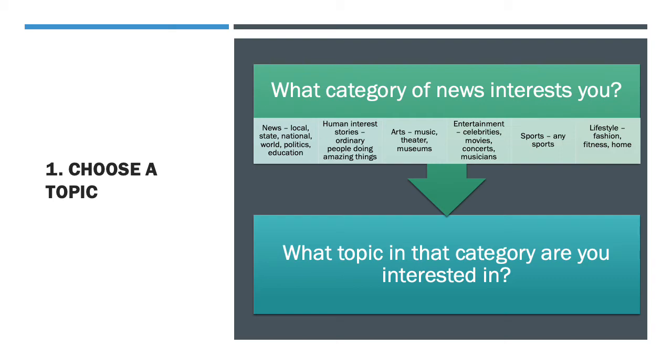What are athletes doing right now? Lifestyle is a popular category. Fashion and fitness trends and things to do at home in this quarantine are good news right now. So, what topic are you wanting to pursue? Write it on your KWL.